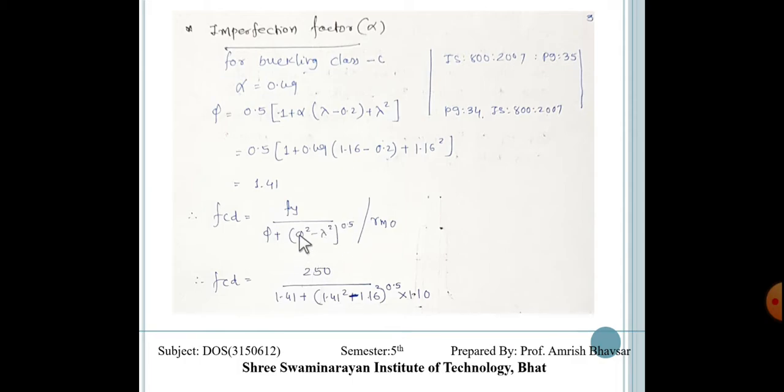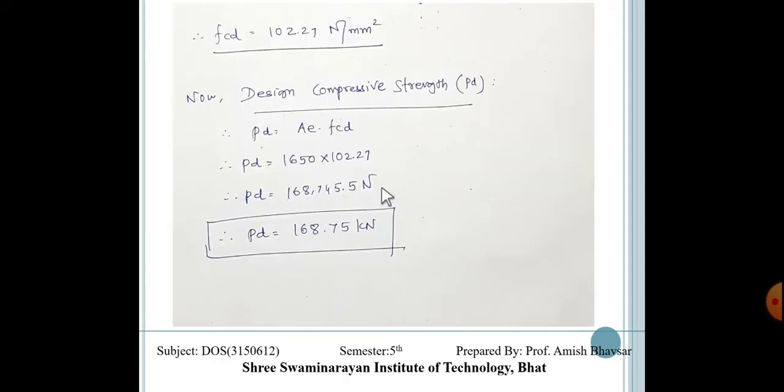So after putting all the values we will get the FCD, and that FCD is equal to 102.27 Newton per mm square. So now we have FCD and the effective area. So design compressive strength PD is equal to A into FCD, and that PD we will get, that is 168,745.5 Newton. This is in Newton, we must convert it into kilonewton. So PD is equal to 168.75 kilonewton.